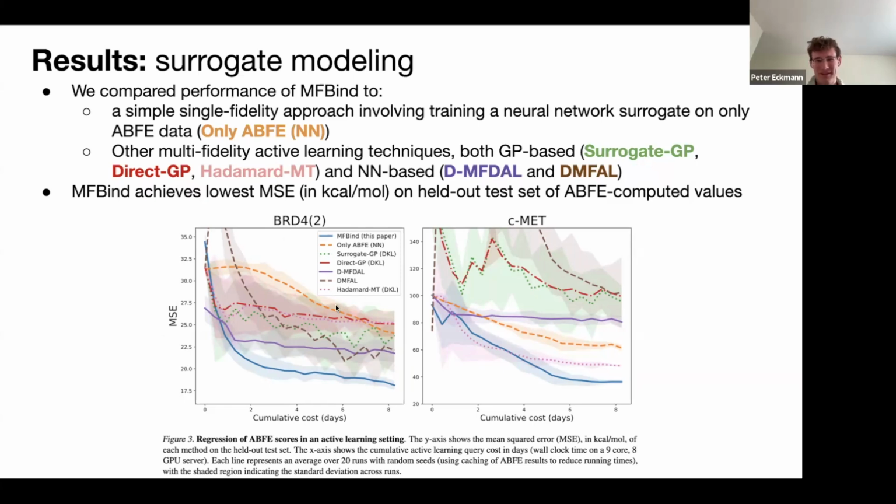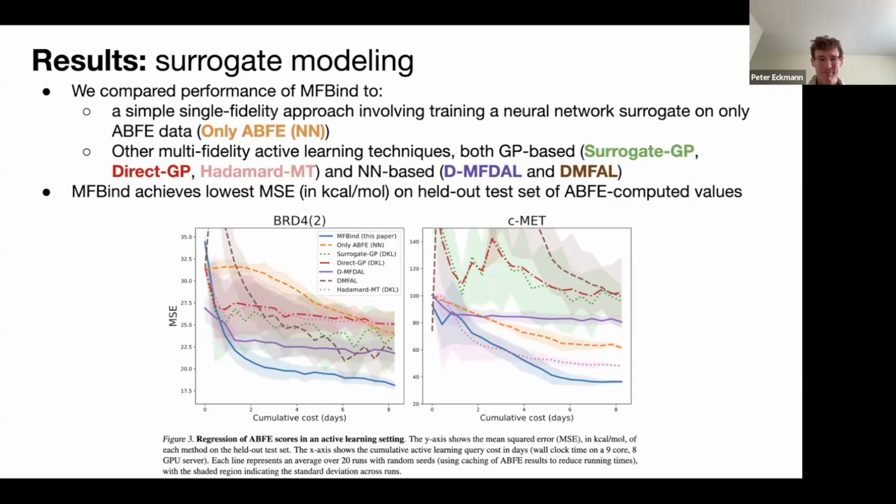So these are the results here. On the x-axis, we have the cumulative cost of active learning. As we go to the right, we spend more time on active learning, which means we've queried the simulators more. And the y-axis is the MSE on the held out test set. So a lower value here is better.